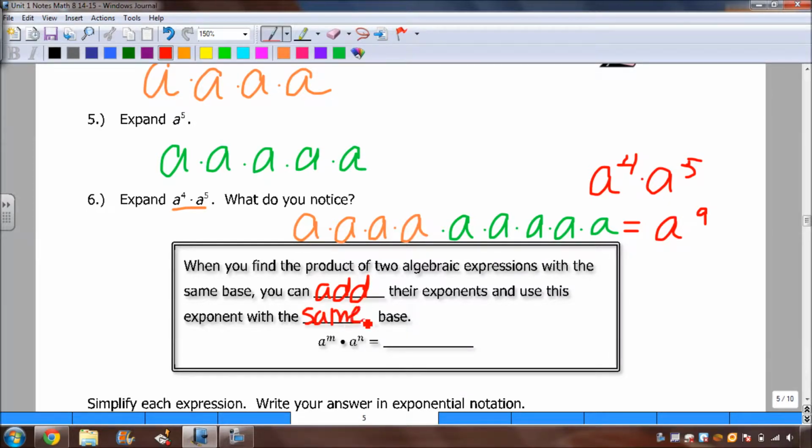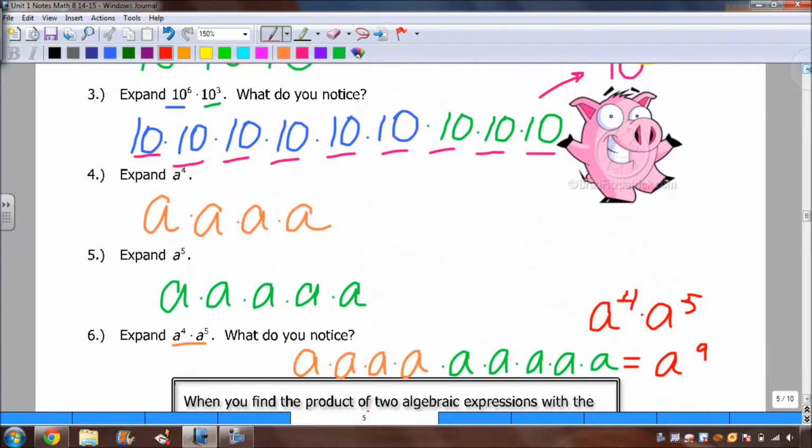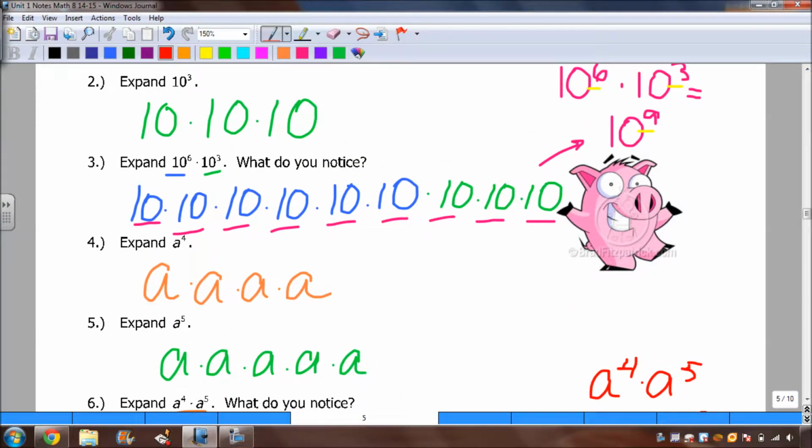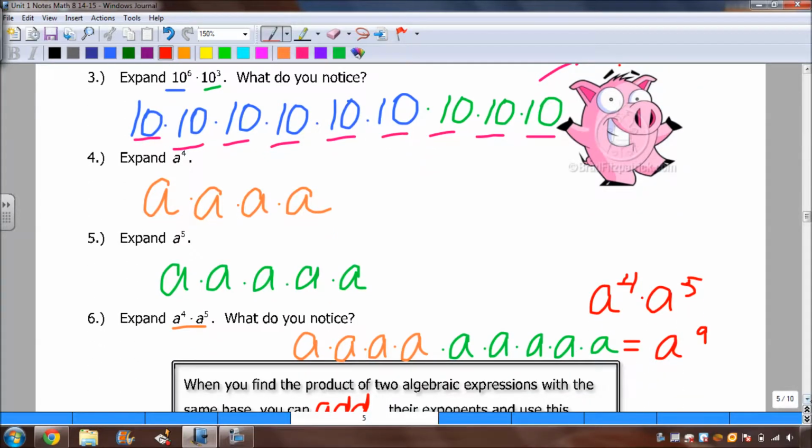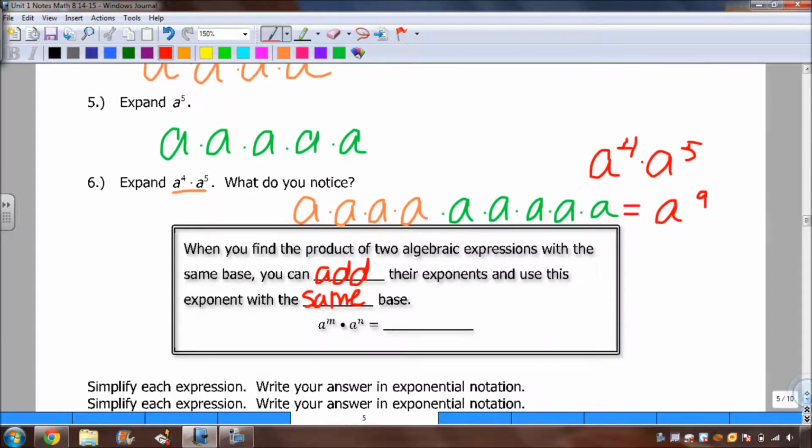Now, if you guys notice, this right here, 10 to the 6th power times 10 to the 3rd power, didn't turn into 100 to the 9th power. It was still 10 to the 9th power because you have a bunch of 10s. The 10s stay as 10s. Here, the a's stay as a's, so your base always stays the same.